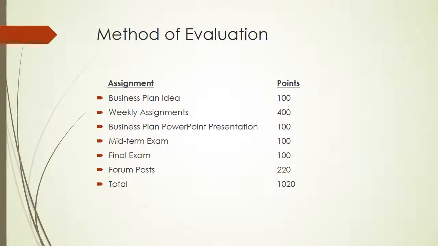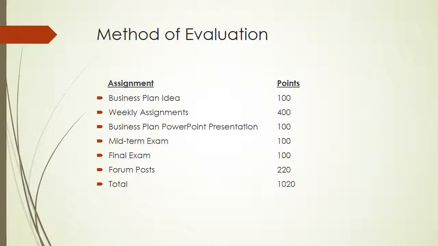Now, how will you be evaluated for the course? There will be 6 key things you'll be evaluated on. The first one will be developing your business plan idea, which will be worth 100 points. Then you'll have weekly assignments that will be due. They'll be part of developing a business plan. That'll be worth 400 points. Then at the end of the term, you'll do a PowerPoint presentation on your business plan that'll be worth 100 points. We'll have 2 exams, a midterm and a final, both worth 100 points.